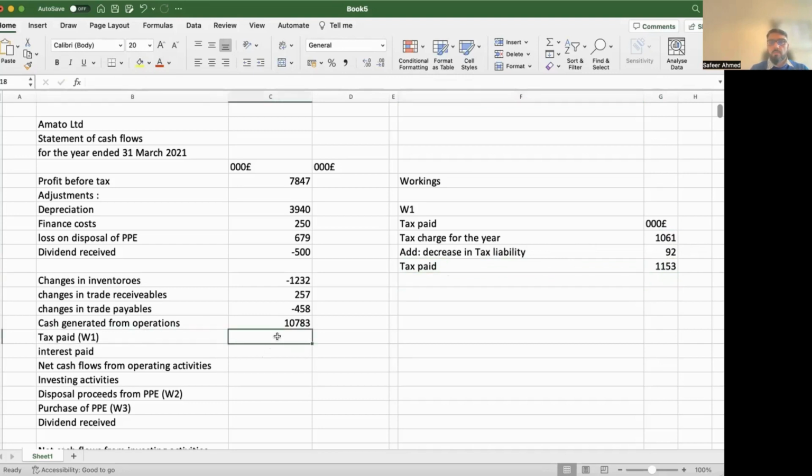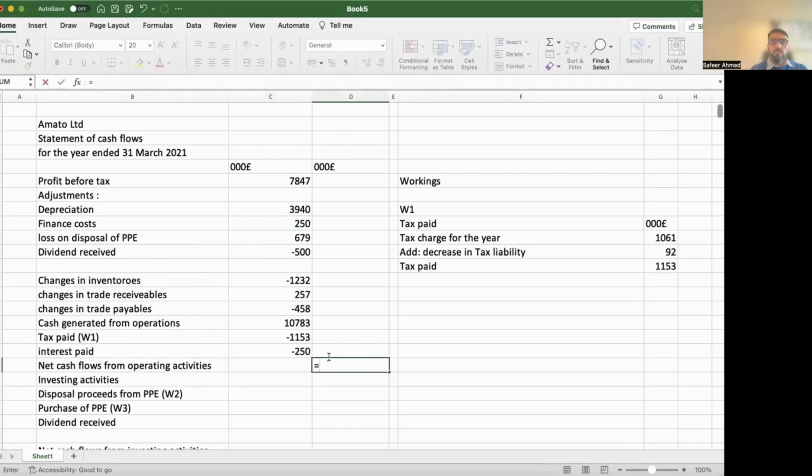So tax paid, we already calculated. Again, because it's payment, it will be a negative amount. Interest paid. Now, there is no information in relation to the interest paid, how much interest was paid. And if there is no information in a question, then we assume that all of the interest was paid, which is finance cost. Finance cost is another name of interest expense. And remember, it will be in a minus as well because we are deducting it. So this will give you net cash flows from operating activities.